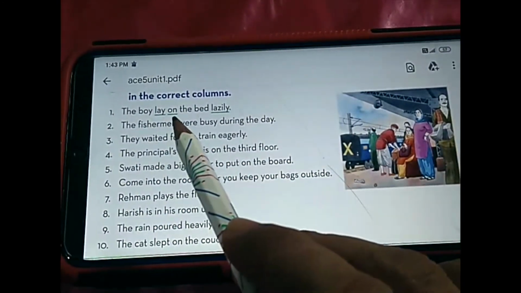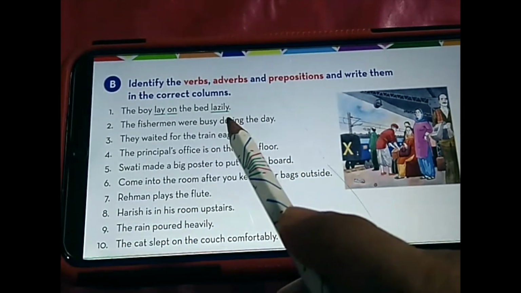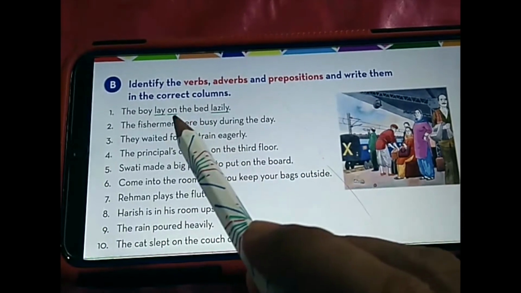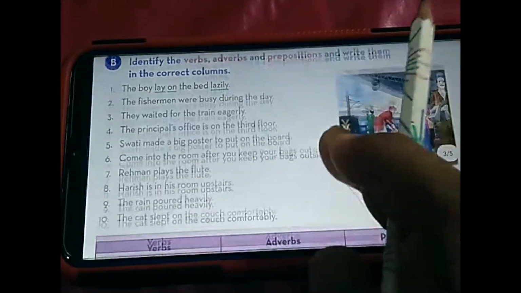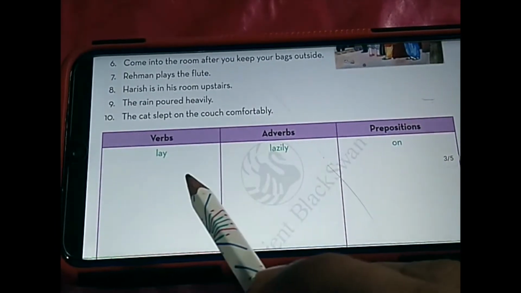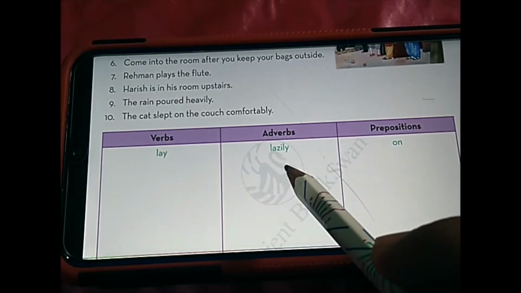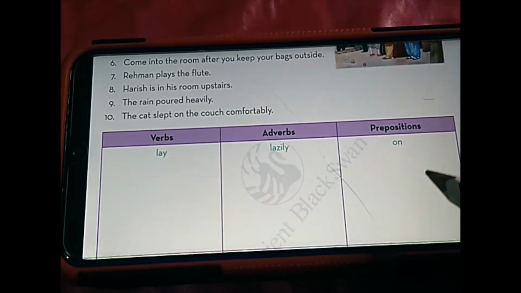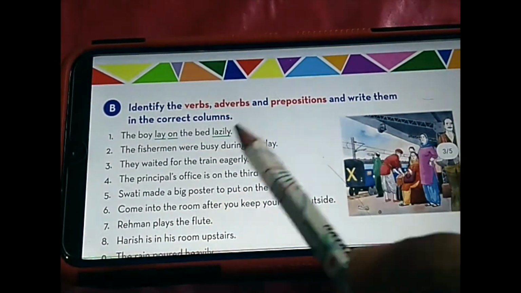The boy lay on the bed lazily. Here you can see that lay is a verb, on is a preposition and lazily is an adverb. So they are written in their right columns. Lay is a verb, lazily is an adverb and on is a preposition. So I hope you understood how you have to solve.